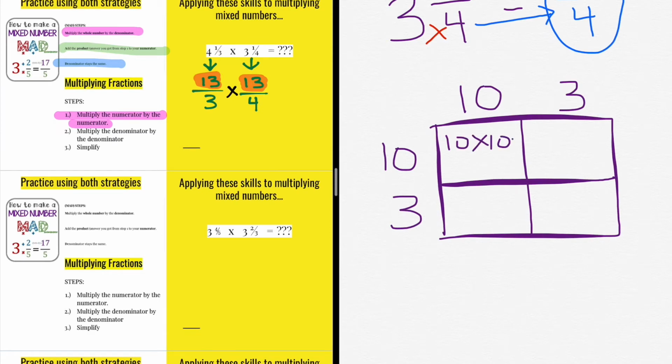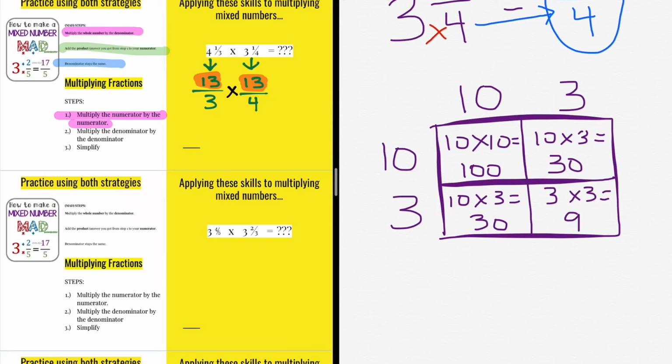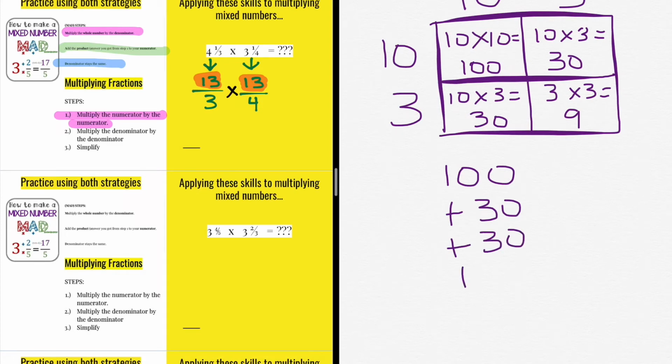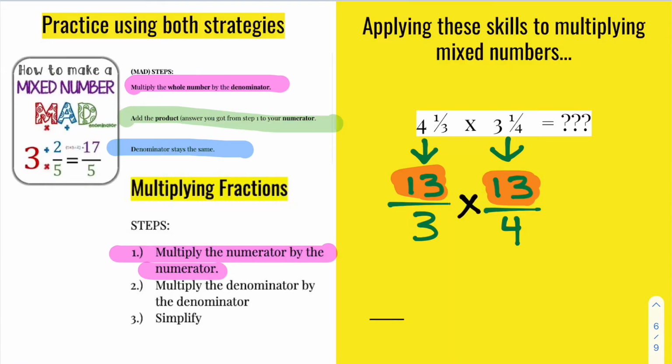And I know 10 times 10 equals 100. 10 times 3 equals 30. 10 times 3 equals 30. And 3 times 3 equals 9. And now I just have to add those together. 100 plus 30 plus 30 plus 9. 169. And now I know that 13 times 13 equals 169.